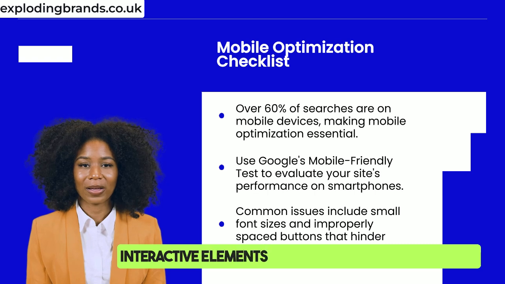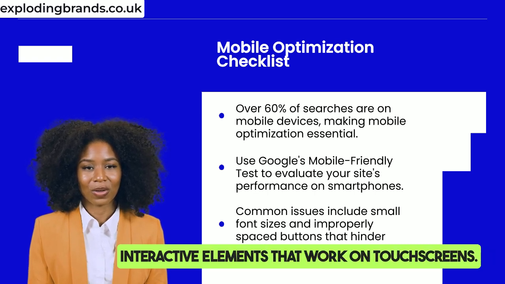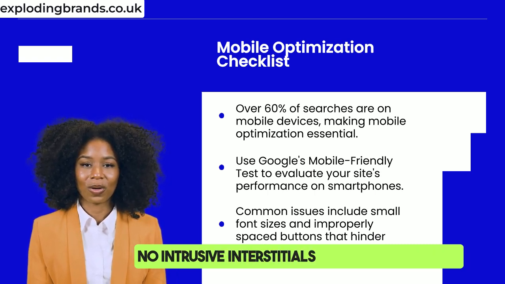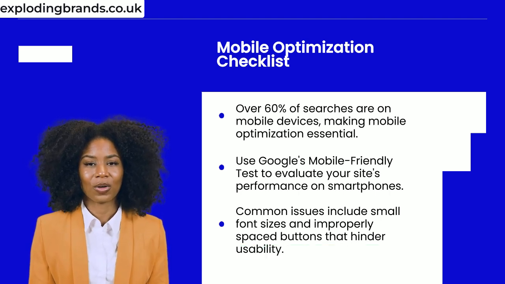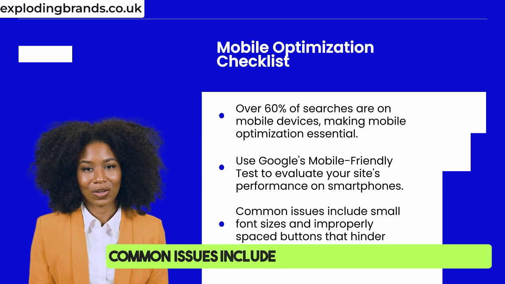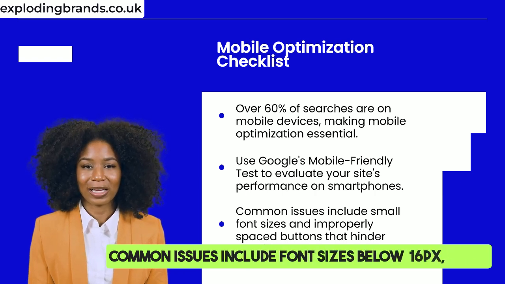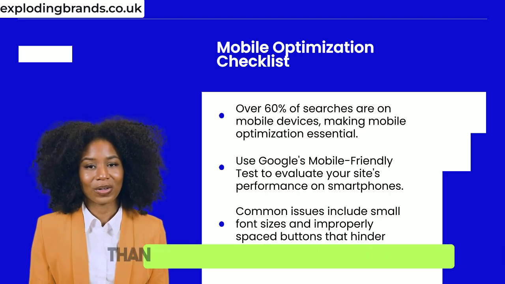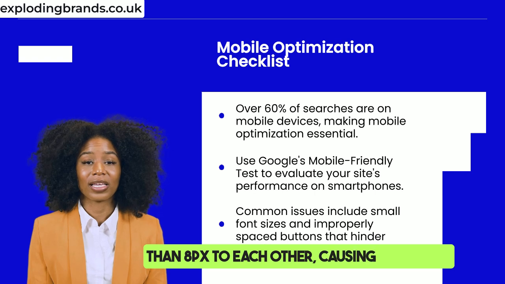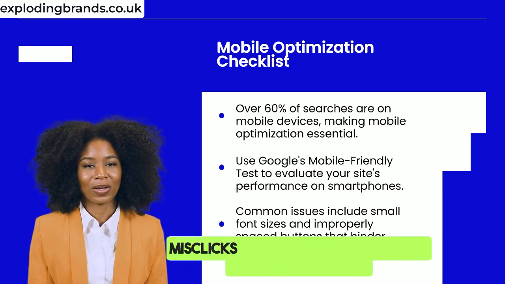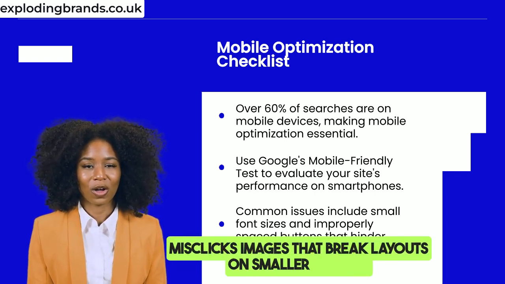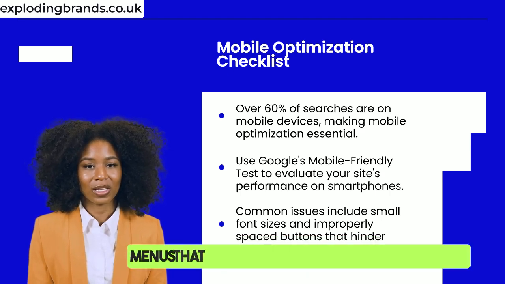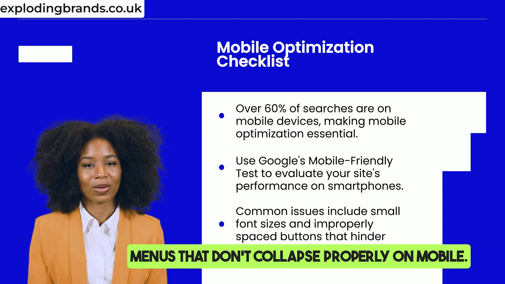Forms and interactive elements that work on touchscreens. No intrusive interstitials, pop-ups that block content. Common issues include font sizes below 16px, which are difficult to read on mobile. Buttons closer than 8px to each other, causing fat finger misclicks. Images that break layouts on smaller screens. Menus that don't collapse properly on mobile.